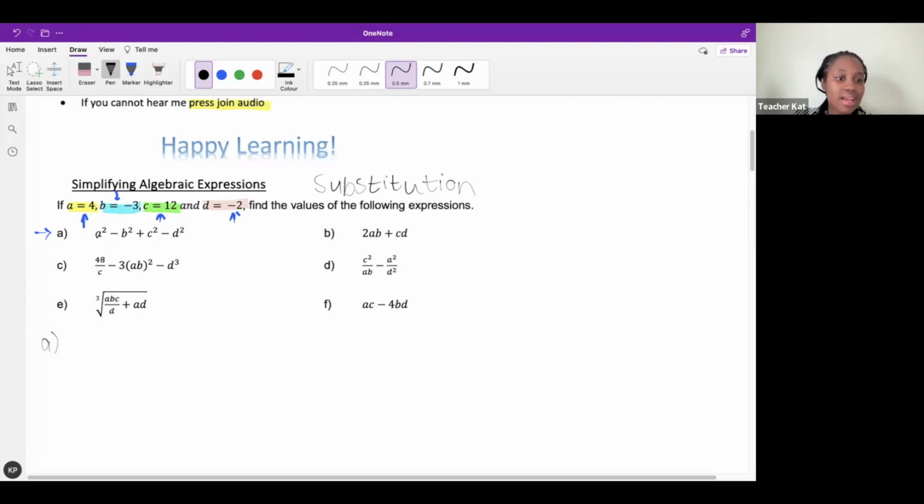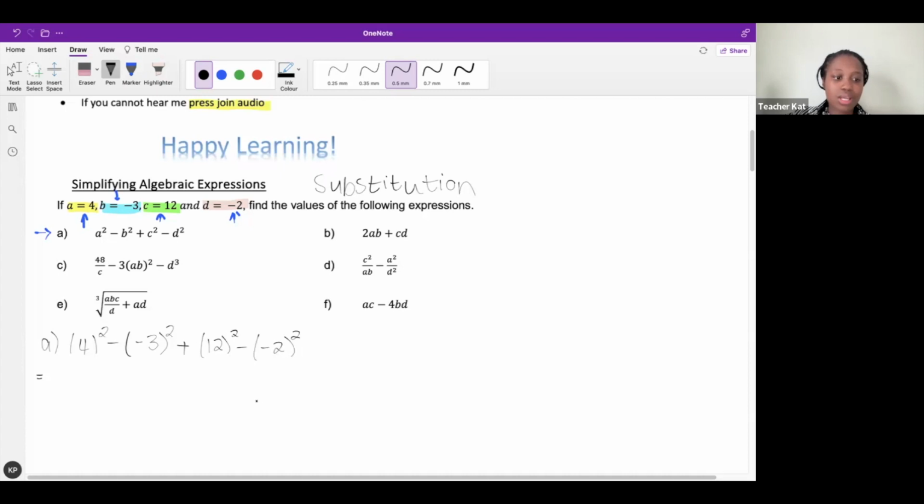So wherever I see an A, so I see an A here, it's A squared. I recommend when you substitute, you always put brackets around, and we'll see why just now. So it's 4 squared minus, now B is a negative number, okay? It's a -3 all squared. Do you see why we need brackets? The negative is part of the squaring. And then you say plus C is 12 all squared, and minus, again, we have a -2 all squared.